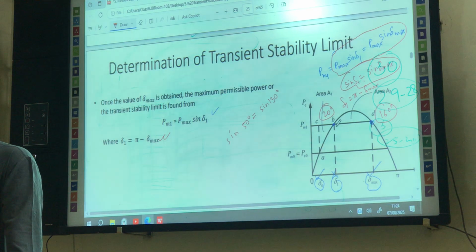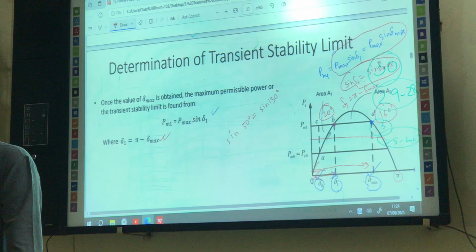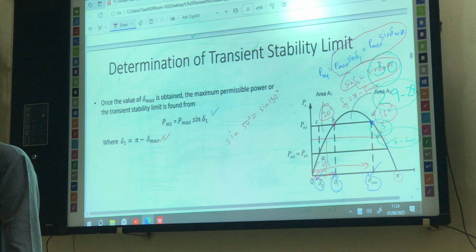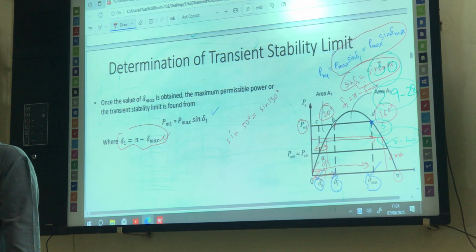Is it confusing? Actually the summation of this delta 1 and this delta max will give you this pi. That is the case for this side. If you take PM1 here also, this will be the delta 1, this will be your delta max, and this delta 1 plus this delta max will give you the pi. So for any value of this PM1, you will find this relationship, that your delta 1 will be equal to pi minus delta max. Okay.